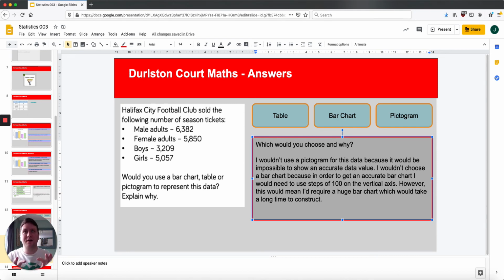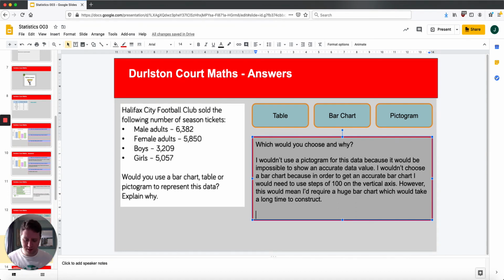Now, using the table for that would make it trickier for people to see who bought more tickets and who bought the least amount of tickets, and it would be trickier for them to see the difference in that, because they'd have to go and do some maths, some addition or subtraction, or look at the numbers carefully. But even though that is tricky, I think this is still the wisest choice to use the table there.